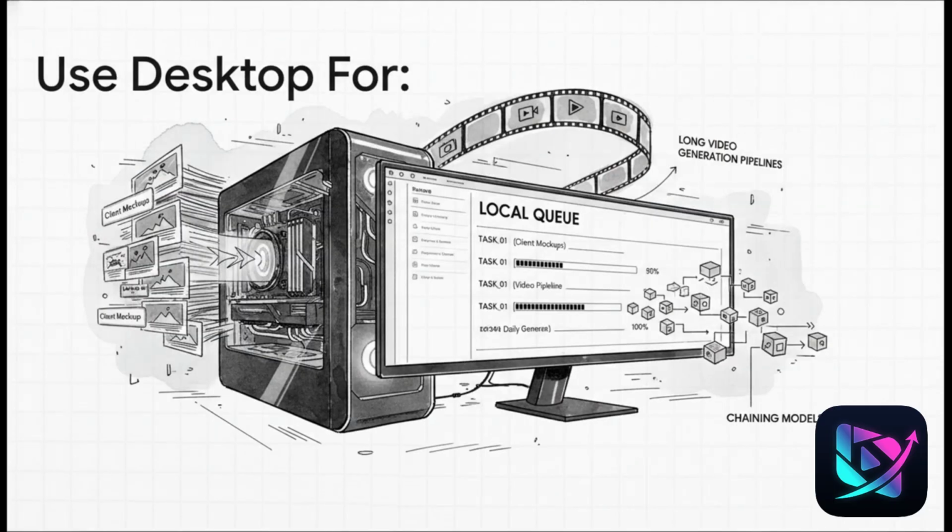Yep. This is for the power users out there. I'm talking about cranking out hundreds of mockups for a client in one go, running these complex, long video pipelines, or chaining different models together. If you're a freelancer, or you work at an agency, or honestly, if you're just anyone doing more than 30+ generations a day, that stable, local queue on the desktop app is an absolute game changer.